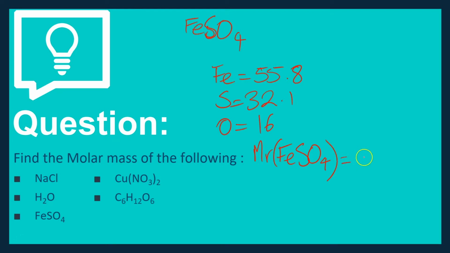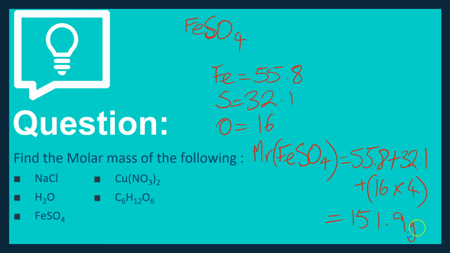So what we're going to do, it's pretty easy for the first two because it's 55.8 plus 32.1. I'm going to have to go on to the next line here. Plus, and then this is where things get tricky, brackets. I've got oxygen is 16, but it needs to be times 4 because there are 4 of them. And so if we do all that and calculate it out, you should get 151.9.